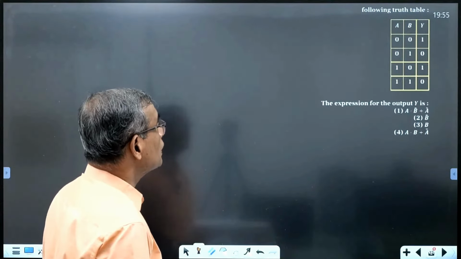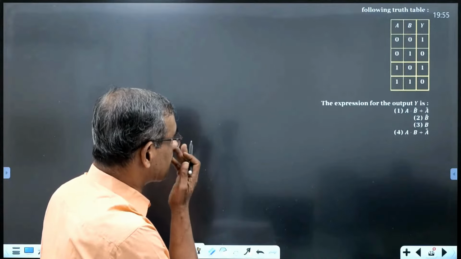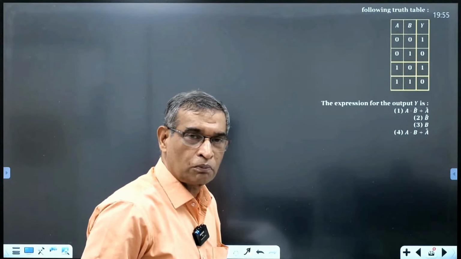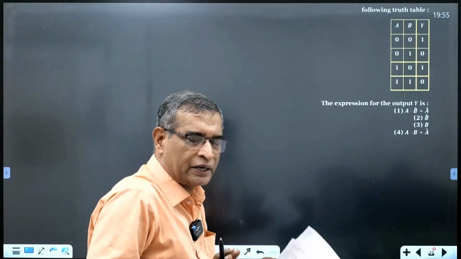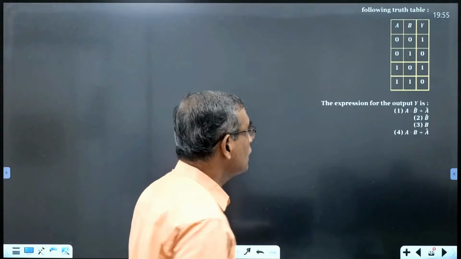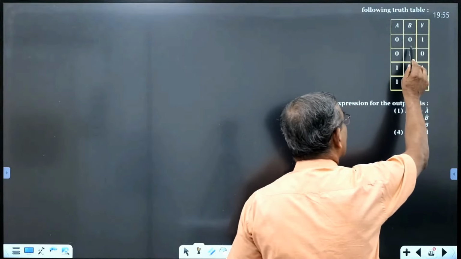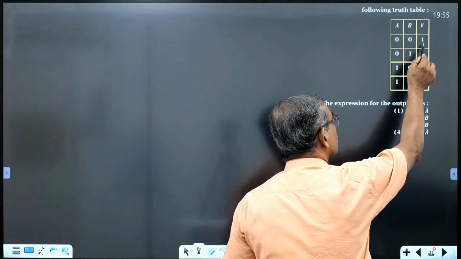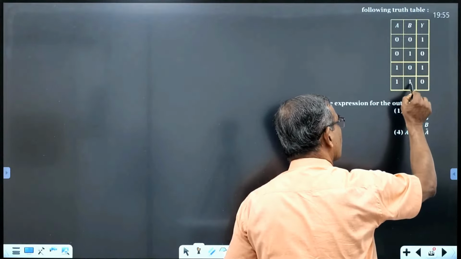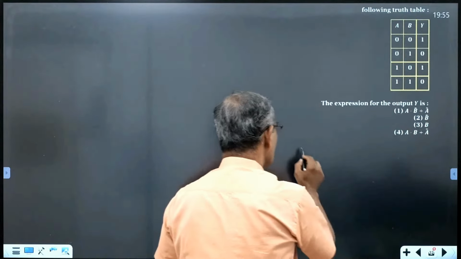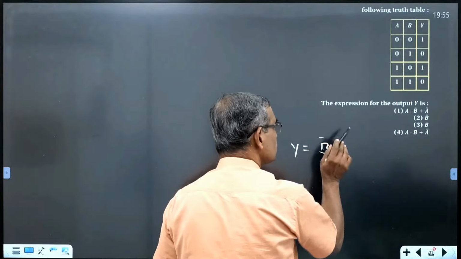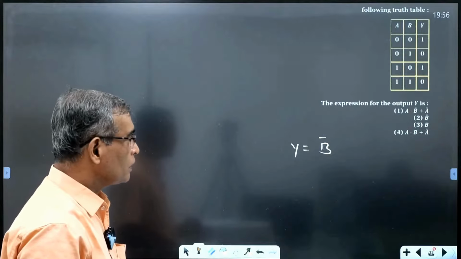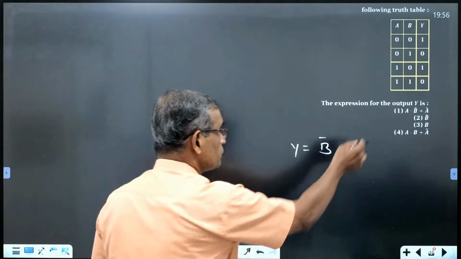31. Now following the truth table expression of the output y, there is no need of going for a Boolean expression, algebra, etc. Analysis is not at all required. Look here, this is the output, and that is the inverted value of this b. If b0 is 1, this is 1 0 0 1 1 0, and therefore what is y? Y is equal to b bar. Simply y is equal to b bar, and therefore the option is 2.